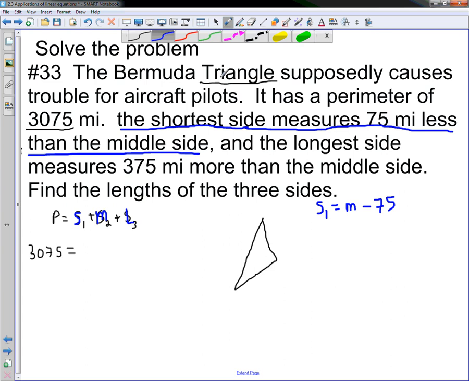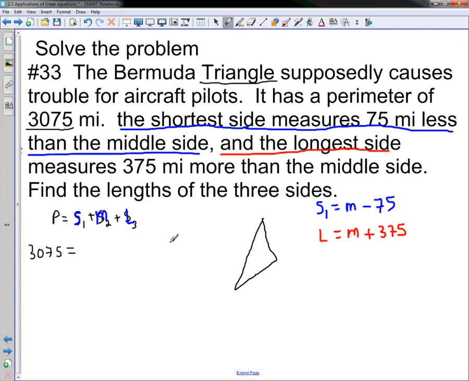The other part it tells us is... okay, sorry about that. I had a little cough come out of nowhere. Okay, so now we're going to look at the longest side. In our case, we're calling that L. It measures 375 miles more than the middle. So 375 miles more than the middle. Again, we're calling the middle M. Find the lengths of the three sides.